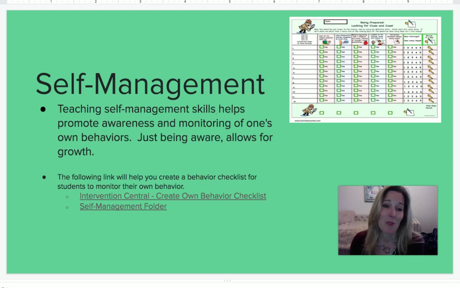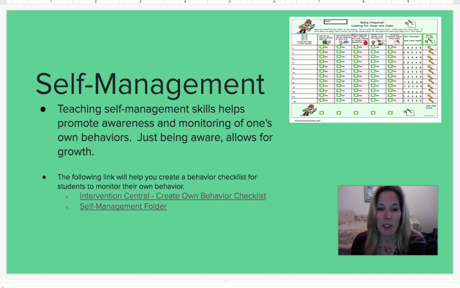So teaching self-management skills helps promote awareness and monitoring one's own behavior. Just being aware allows for growth. So just bringing it to our students or to our attention, checking on our own behavior really makes a difference, because if something's a problem for somebody and I keep checking in on it all the time, I'm going to naturally improve, because it's going to mean something to me to do it better or to be better, because it's blaring. It's right there in my face.